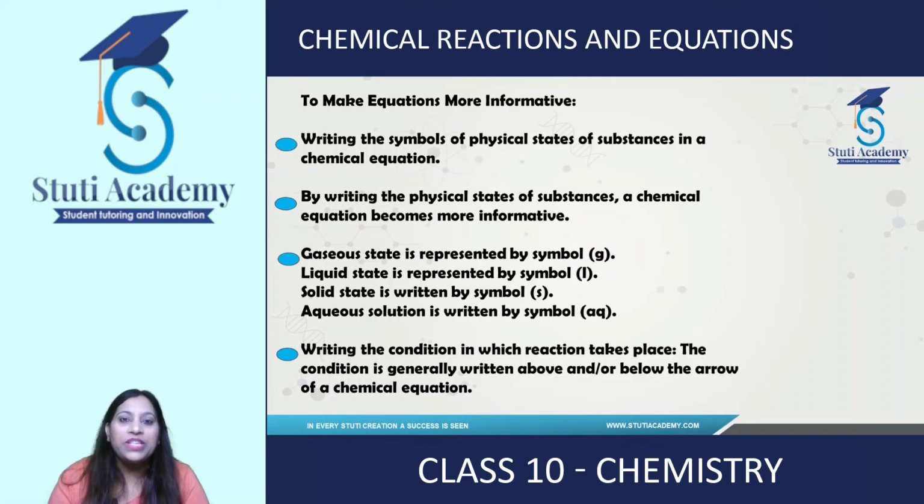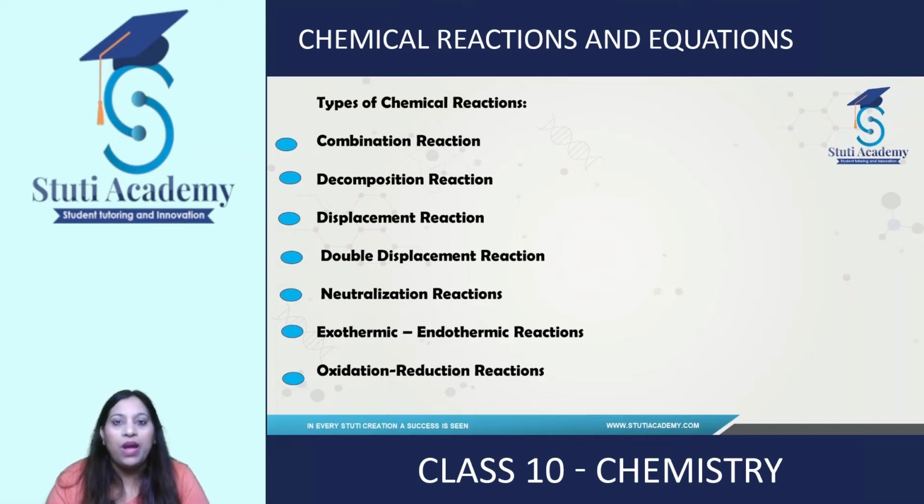Now, what information do we get when we write any chemical equation? This also I have covered in the previous class. In today's class, I'll explain types of chemical reactions. There are n number of chemical reactions like combination reaction, decomposition reaction, displacement reaction, double displacement reaction, neutralization reaction, exothermic reaction, and oxidation and reduction reactions. I'll explain all these reactions one by one in detail.